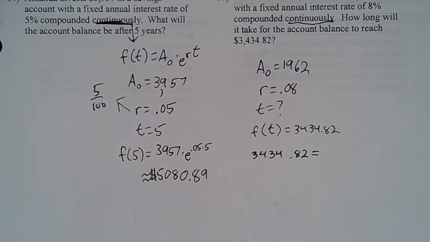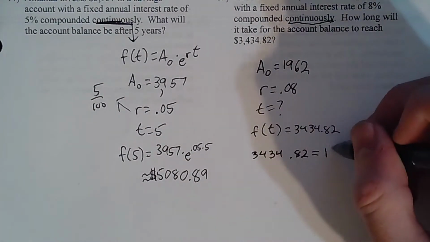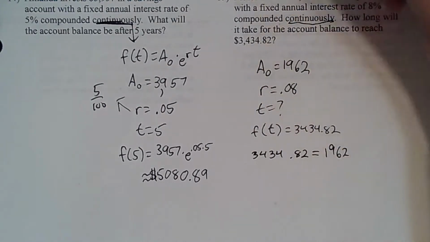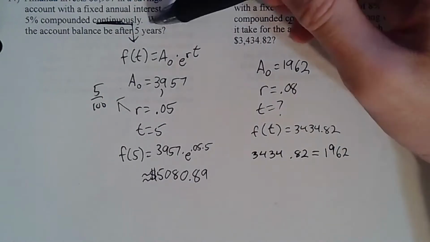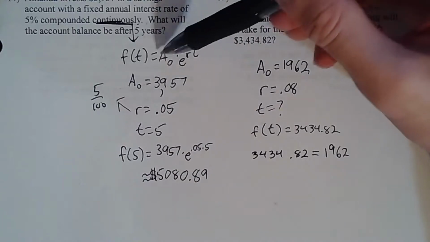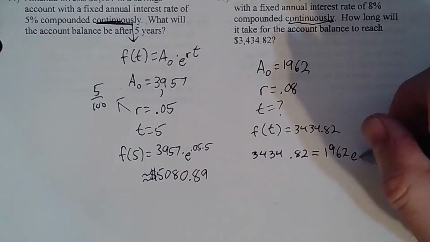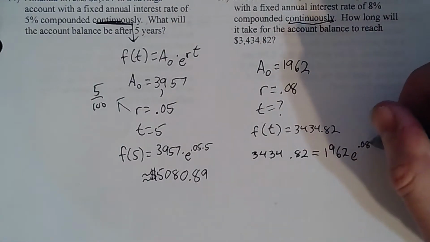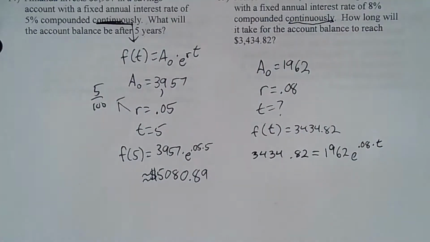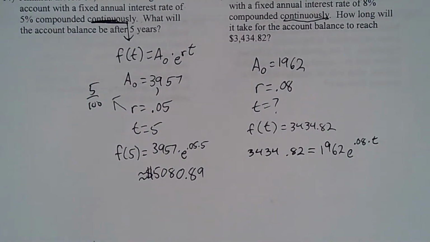We're setting this equal to A naught, the initial value 1962. So again, all I'm doing is I took this here, replaced it up there, took A naught, I'm replacing it there, e to the r t, and t is the thing that we don't know. And now we need to solve this equation. So we want to go ahead and divide both sides by 1962.